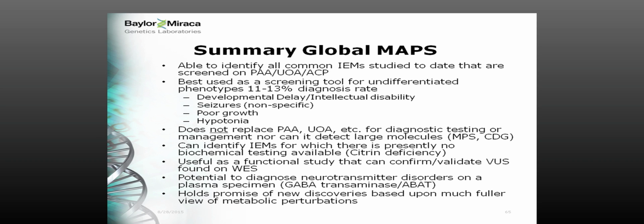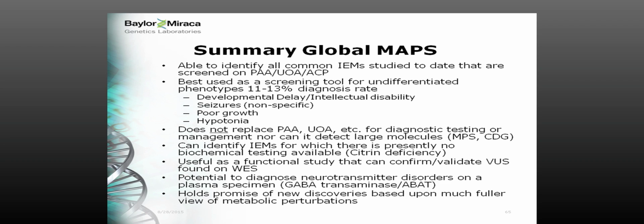I've shown that we've been able to identify various biomarkers such as citric acid, sorry, I've got a typo there. In citrate transporter deficiency, presently there is no analyte or biochemical test you can order, but we certainly can see that on the metabolomic profiling. There is also utility in using this to try to confirm variants of uncertain significance that we are finding, as I'm sure everyone is, on whole exome sequencing.